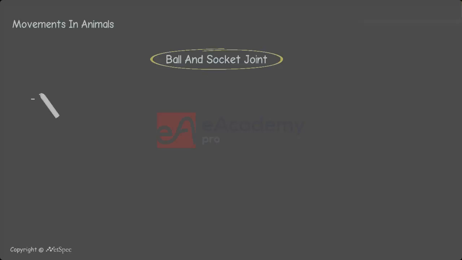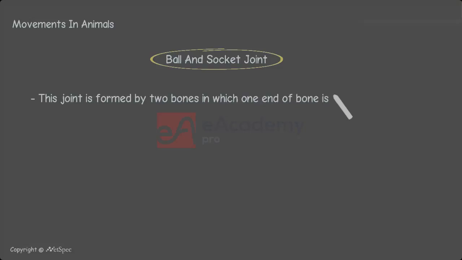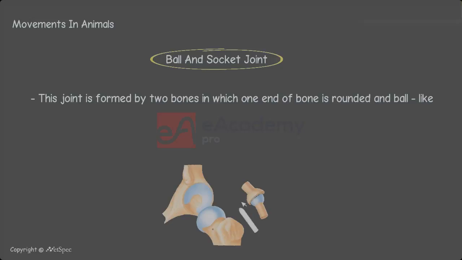This ball and socket joint is formed by two bones in which one end of the bone is a round, ball-like structure, and the other bone fixes into a cup-like depression. We can see here the cup-like depression. So, ball and socket. Socket is nothing but this cup-like structure. So this is the ball and socket joint.